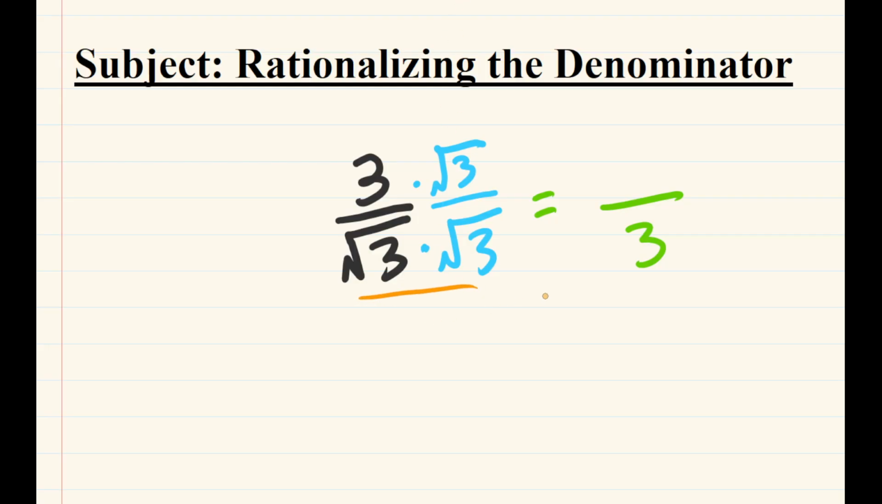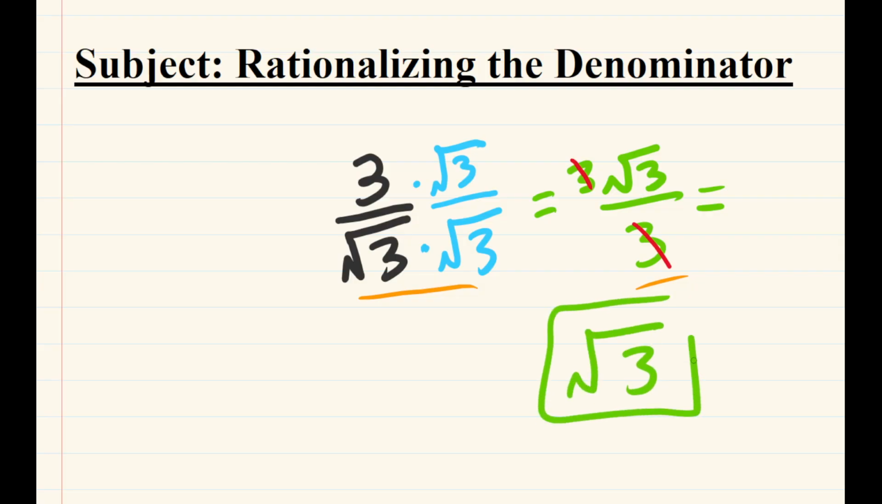So what's radical 3 times radical 3? That is just 3. And what is 3 times radical 3? Well, that is just 3 radical 3. It doesn't simplify any further. So 3 radical 3 over 3, and actually we can divide these 3's right here. 3 divided by 3, they cancel each other out. And then this gives us radical 3 as the final answer. So 3 over radical 3 simplifies to radical 3. Perfect.